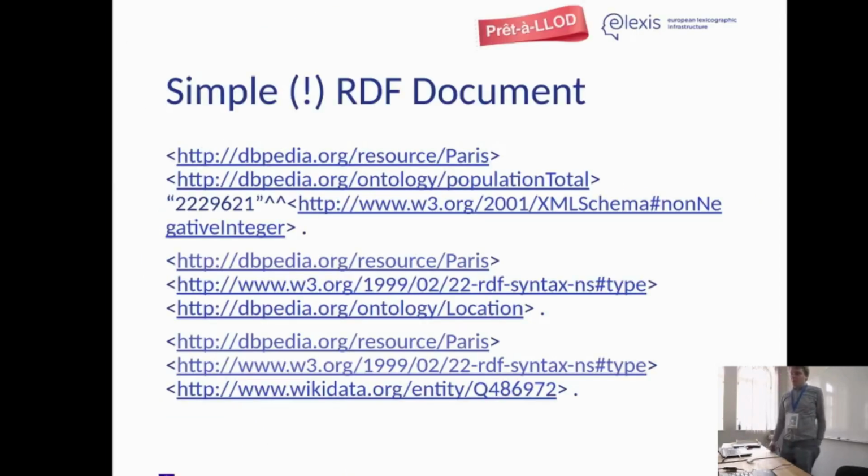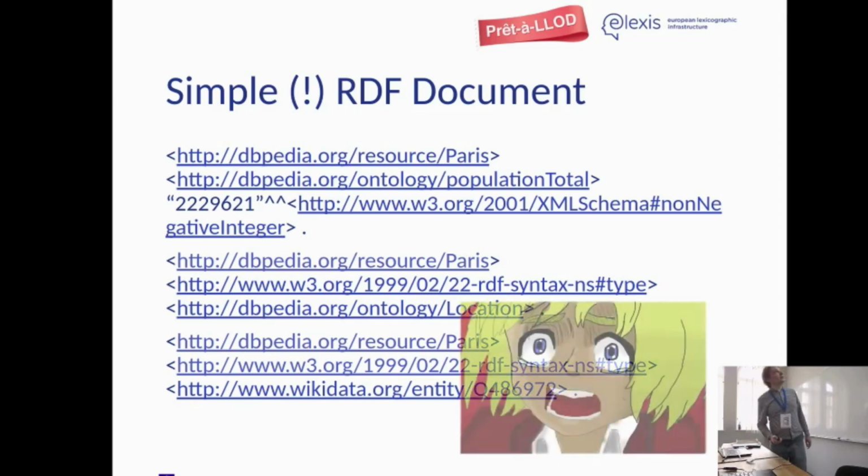So, when we talk about a simple RDF document, we end up with something like this, because obviously we have URIs to represent everything. So we have a URI for Paris, we have a URI for the property of having a population total, and we even have a URI to indicate the data type of the value of its property. And then of course we have Paris, which is of type location, and Paris is maybe of type with some opaque URL here, Q486972.